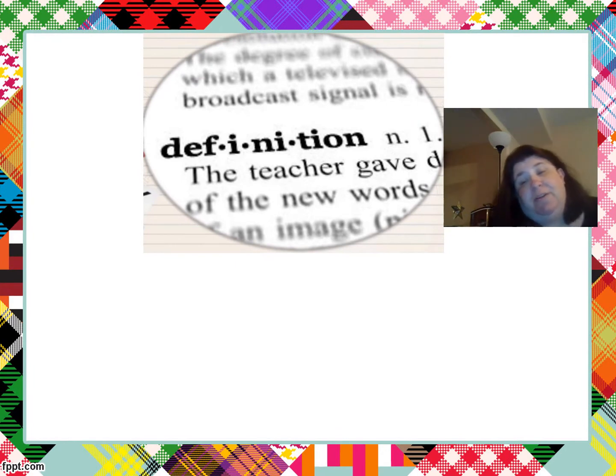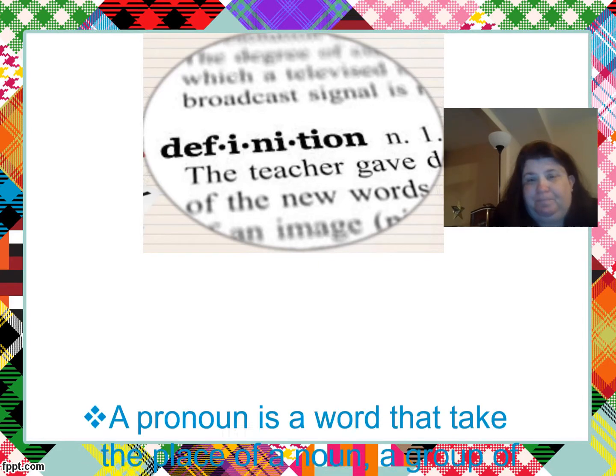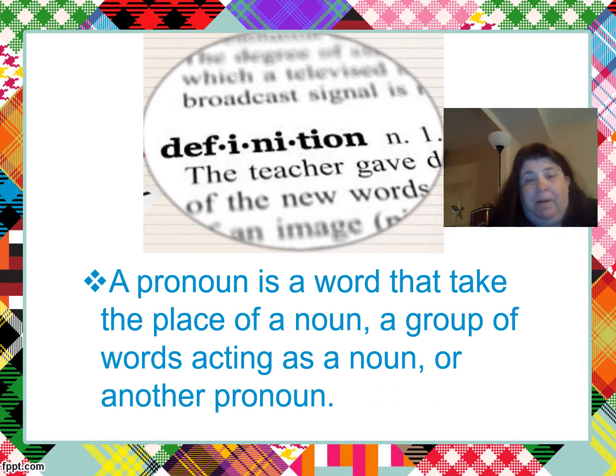But the first thing we've got to do is find out exactly the definition. What is a pronoun? A pronoun is a word that takes the place of a noun, a group of words acting as a noun, or just another pronoun.